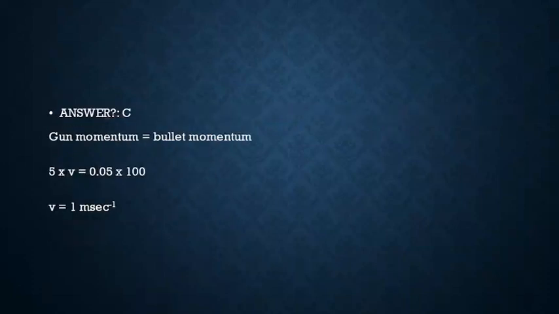The answer is C. Gun momentum is equal to bullet momentum. After substitution, we have 5 times V equals 0.05 times 100, which is 5. Divide both sides by 5, and the 5s cancel each other. Then 5 divided by 5 is 1. That's how we got this. The unit is supposed to be meters per second since it's velocity. Sorry, please take note of this. Here it's supposed to be 2, not 1.